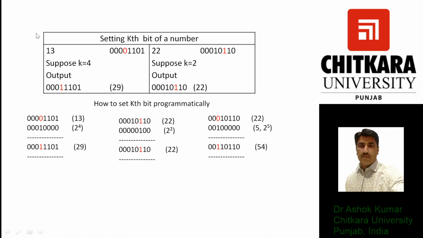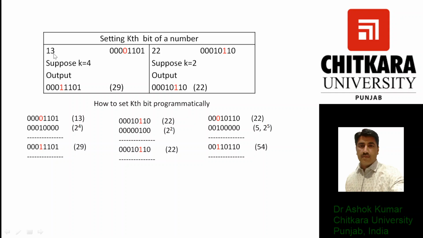Suppose we have number 13 and we want to set its kth bit. That means we want to change the kth bit of a number to 1. The kth bit can be 0. If it is 0, we'll change it to 1. If it is 1, we want to keep that as it is. So that is the meaning of setting the kth bit of a number.